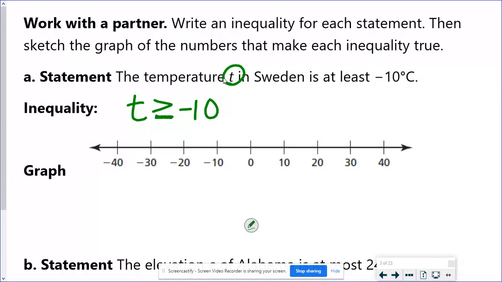Because this has this equal sign underneath here, that's half of an equation, an equal sign, I would have a filled in circle right there. And then because it says T is greater than or equal to -10, where it goes bigger than -10 is over here to the right.